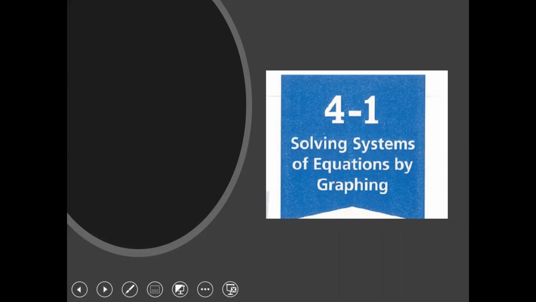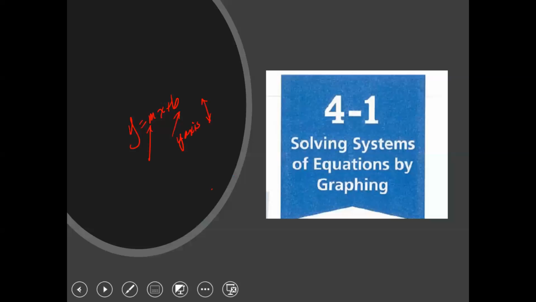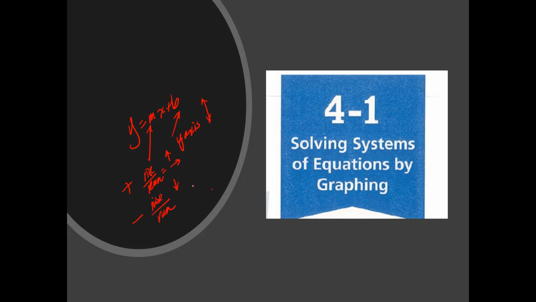All right, let's go ahead and take a look at this. So we are going to start with solving systems of equations by graphing today, which is a new section. We've already learned how to graph an equation. Remember, graphing an equation is y equals mx plus b. You start up at the b, and it's always on the y-axis, which means it either goes up or down. And then you look at the slope. The slope is a rise over run. So if it's a positive slope, you will go up and then over to the right. If it's a negative slope, you will go down and then to the right.